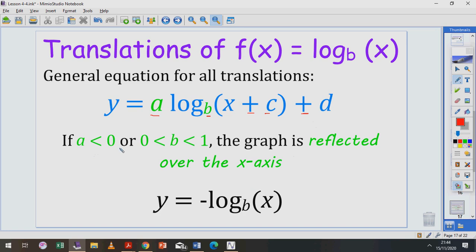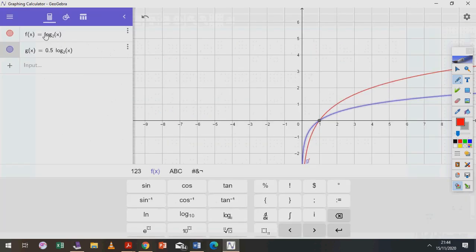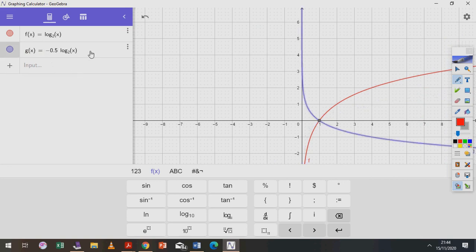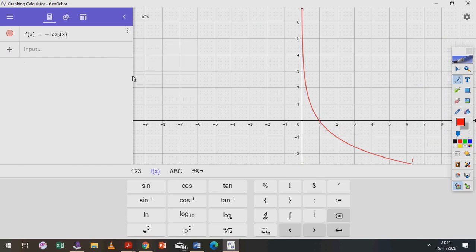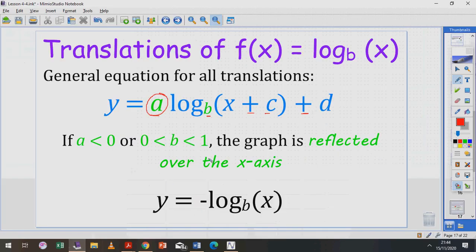Alright, so a is less than 0. If a is negative, let's see what that does to the graph. If I make it a negative, what happens to my graph? Instead of being increasing, it is now decreasing. Same thing here, if it's negative, my graph is now decreasing. Let me just take out one of them. So my graph is decreasing instead of increasing.